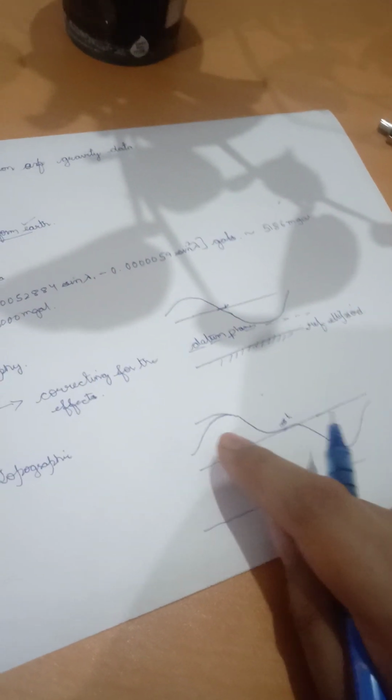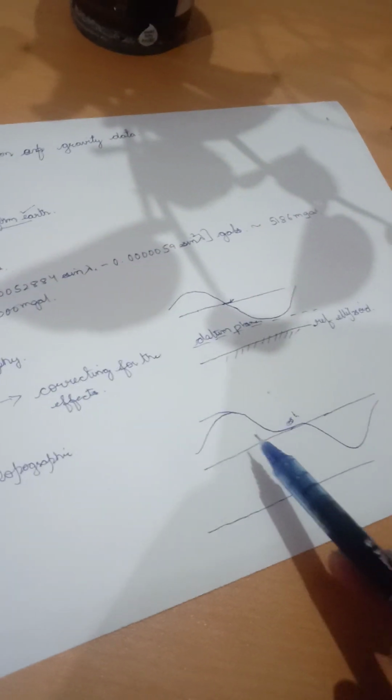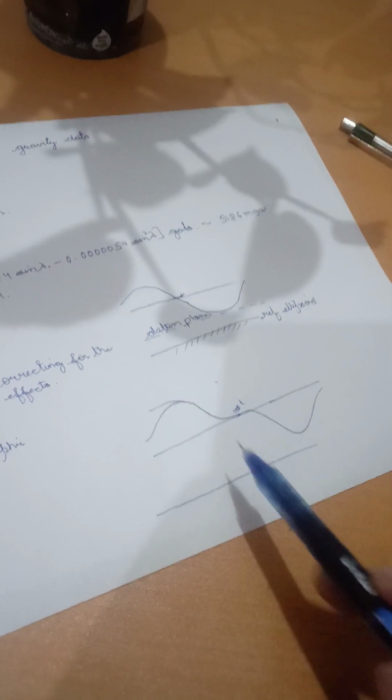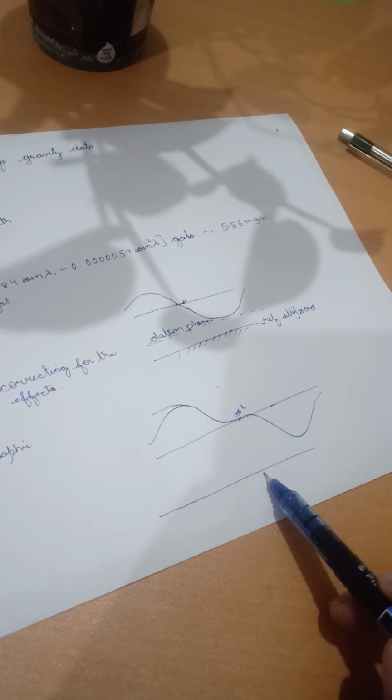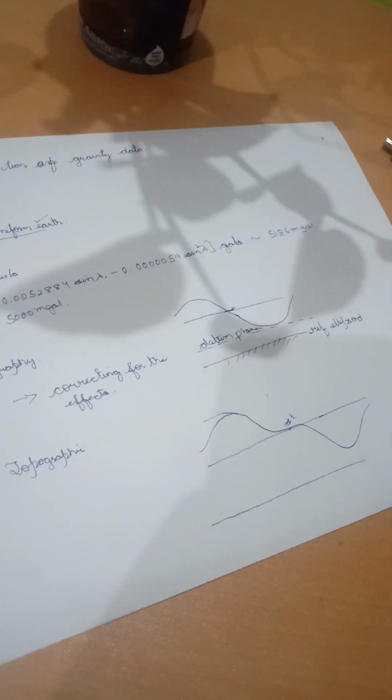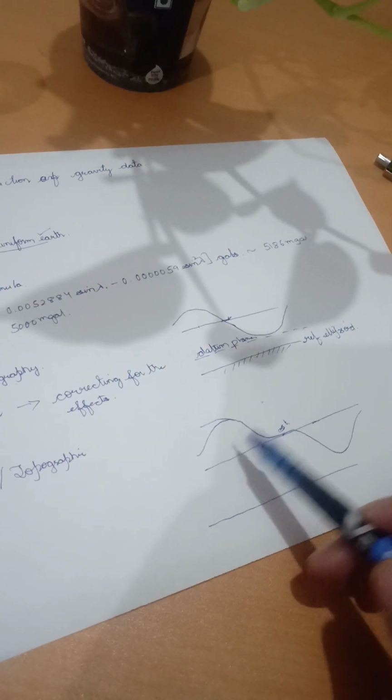Now let me draw in another diagram here. So this is your station here. In the vicinity of the station there are irregularities in topography. So we have a hill and we have a depression or a valley. We have to reduce the measured value at the station to the reference ellipsoid or any datum. Now what we'll do, we'll correct for the effects of the hill and the valleys.